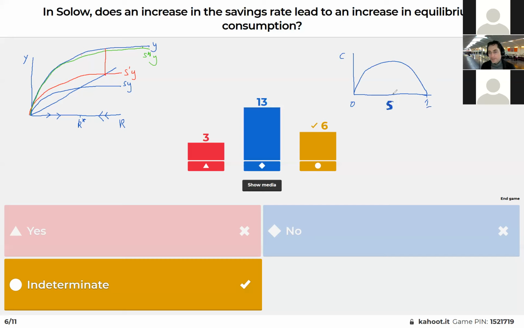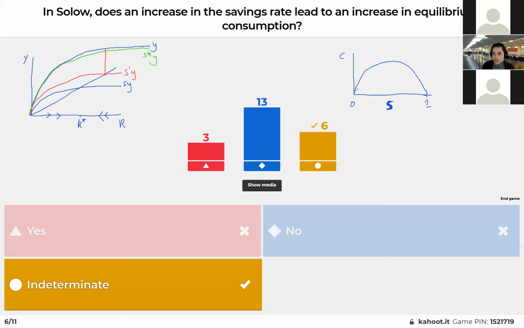Okay, and why is that? Well, again, if we're saving everything, of course we have no consumption. If we save nothing, well, then we have a lot of consumption along the transition path. But since we're not saving anything, our capital is depreciating away in the Solow model, right? There's depreciation. So our capital is depreciating away. Eventually, we have no capital. If we have no capital, we have no production. So we have no consumption. We have no capital, no production, no consumption in steady state. And that is the steady state.